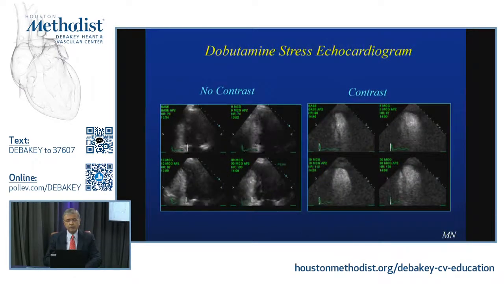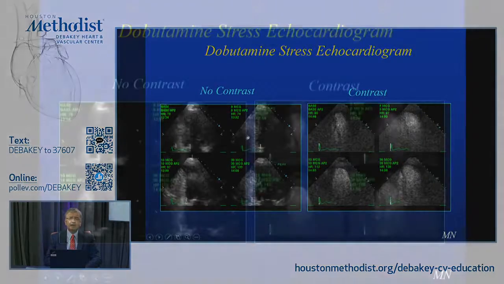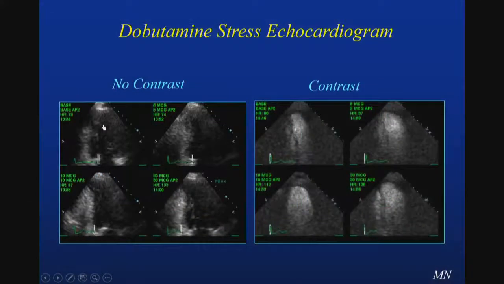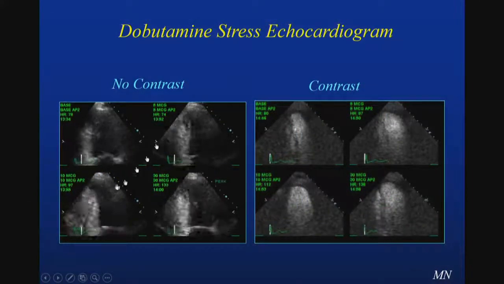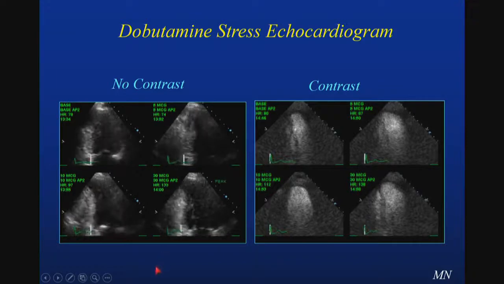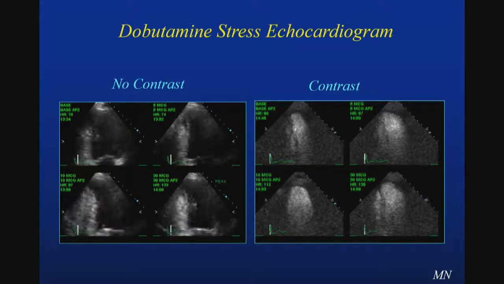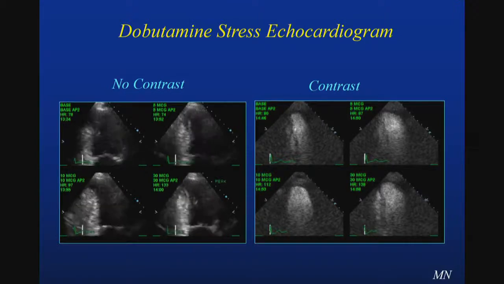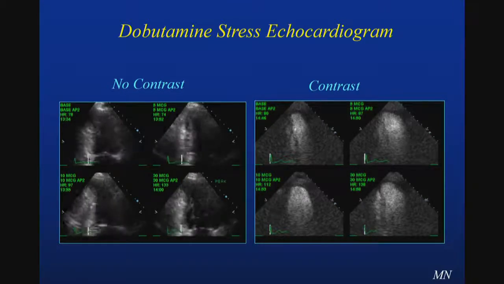I'll share with you one example here. You tell me, if you don't use contrast, how you interpret this study. This is from that study per se. 5 microgram, 10 microgram, and max. You tell me if there is ischemia, what the function is, where the abnormalities of this heart are. And this is not a rarity. You're going to see this from time to time, depending on body habitus, if they smoke or other things, right?